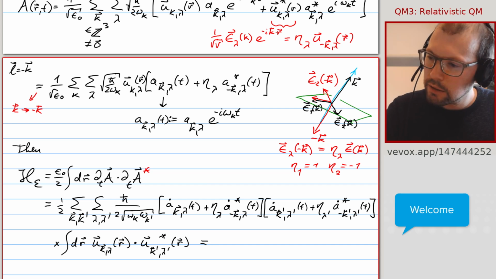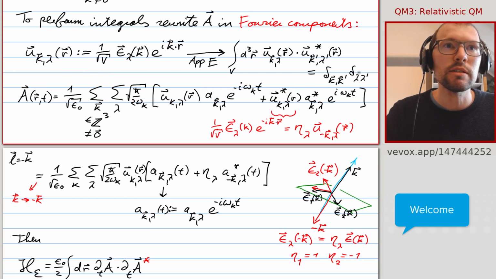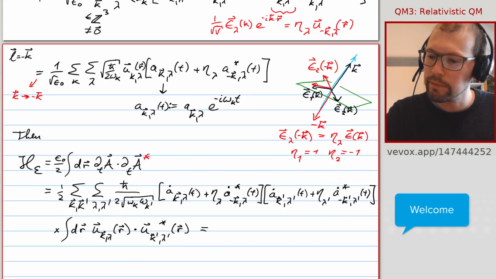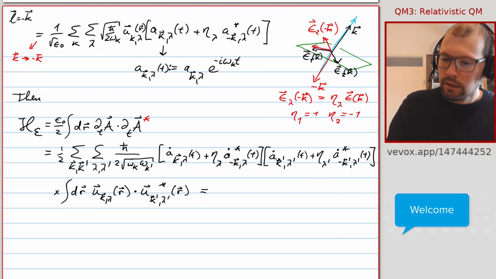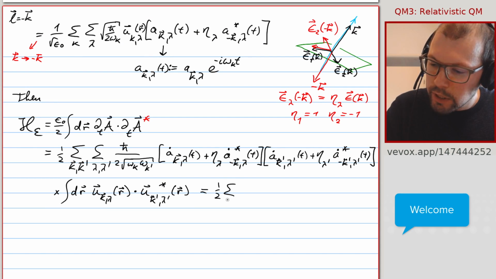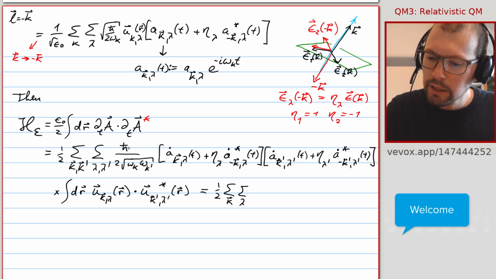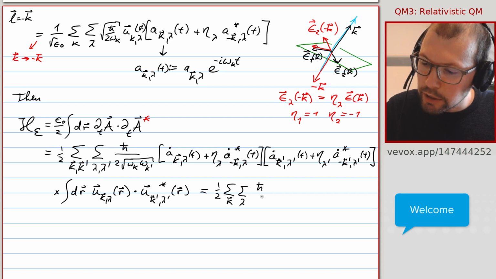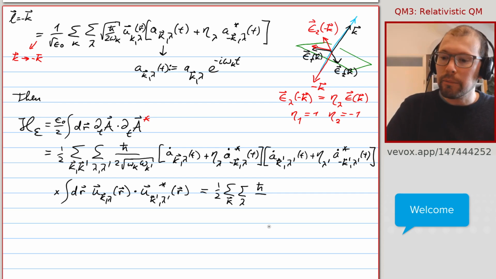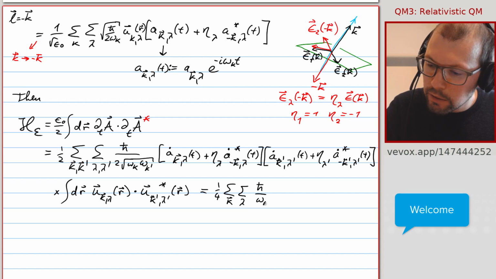But here, this part is exactly equal to delta k prime, delta lambda lambda prime. So I get a single summation. You can just forget about the primed versions. Here I get an h bar. Let me take this 2 outside. So I have a 4, and then omega k.